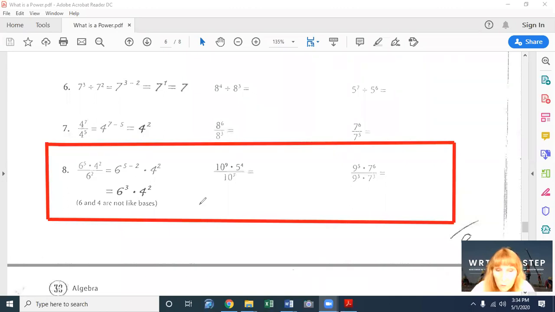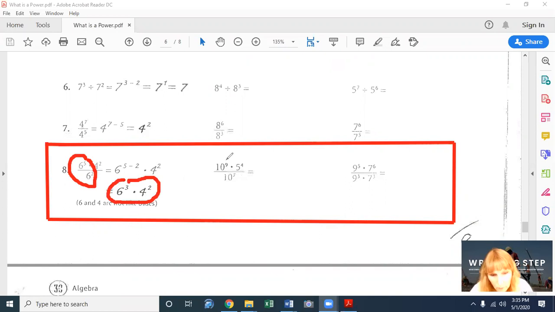Oh, because 6 and 4 are not like bases. Did you notice that? So you cannot combine that. So let's do the like bases. We can only do the things that are alike. So that's what they did here. They only did these that are alike. So they did 6 to the 5 minus 2 times 4 to the 2. They couldn't do something together with the unlike bases. So this is as far as you can simplify it.